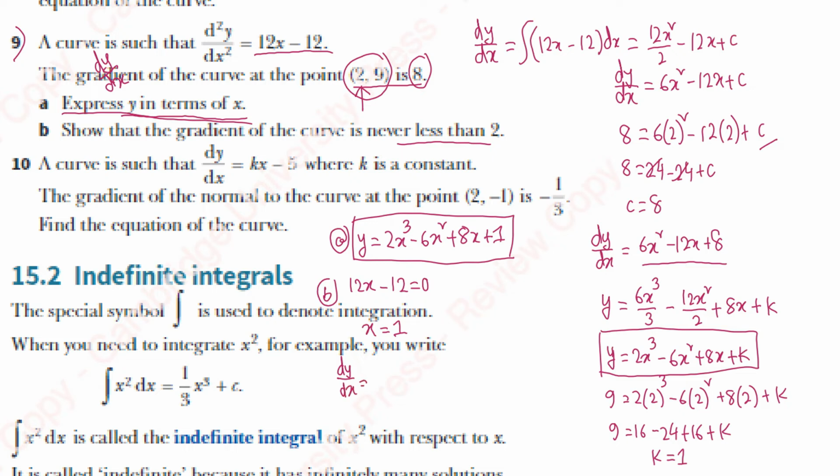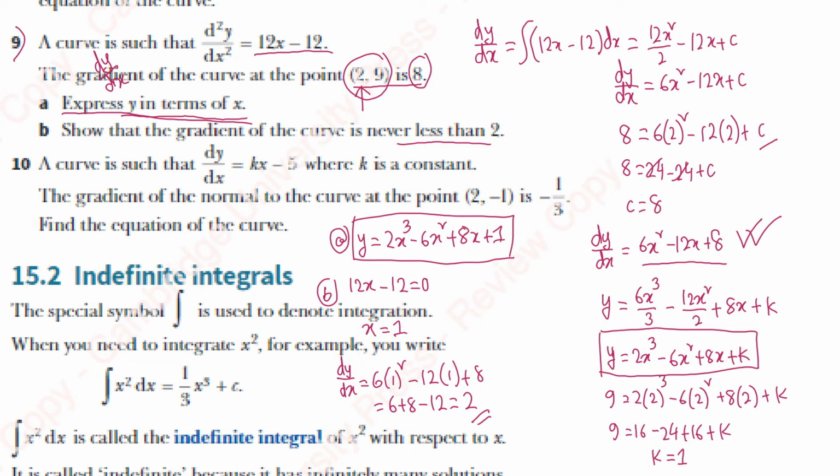With x equals 1, let me put it into the expression dy by dx. This is our expression of dy by dx: 6 into 1 squared minus 12 into 1 plus 8. It gives us 6 plus 8 minus 12, which is 2. So we can say this is the minimum value of that expression, which is 2.